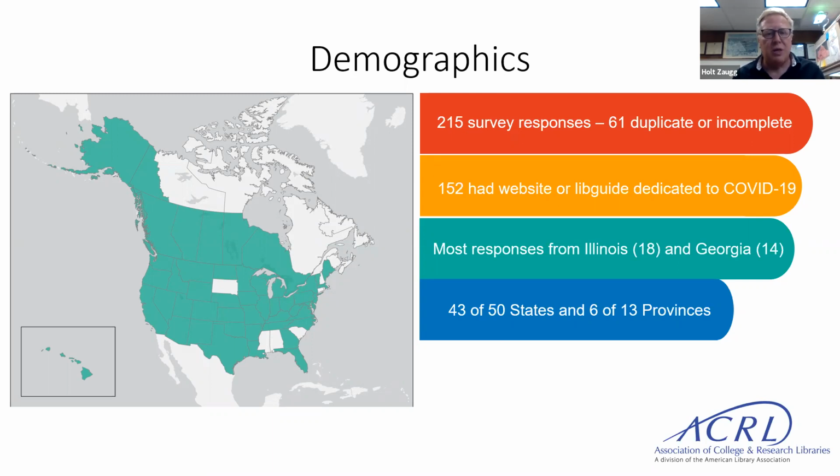152 of these responses indicated that they had a website or a LibGuide dedicated to COVID-19. The report has a list of the websites in one of the appendices at the end. The most responses came from Illinois, which had 18, and Georgia, which had 14 responses. We should mention that depending on the size of the institution, some institutions had more than one physical library on their campus. And in those cases, we asked each of the physical libraries to respond to the survey so that we could hopefully try and parse out some of the differences and similarities within an institution.